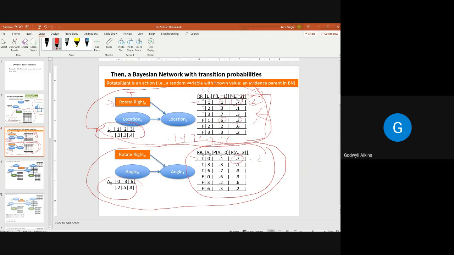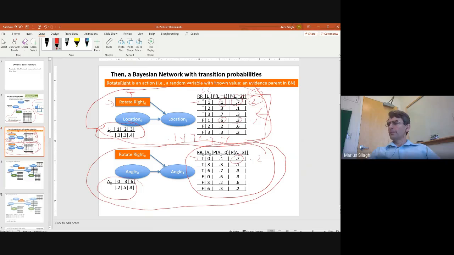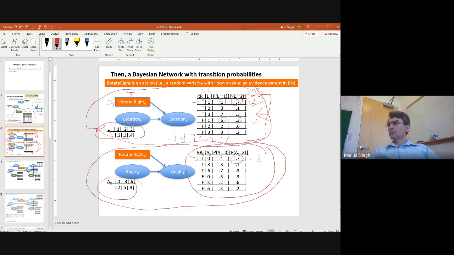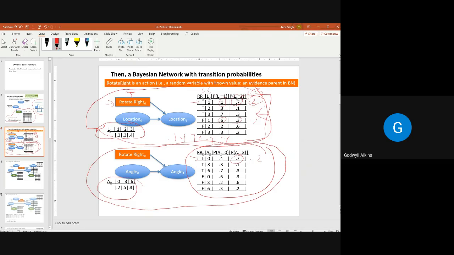Yeah. But basically, what I was trying to understand was why it was not part of the probability. Location 0. The prior. Yeah.